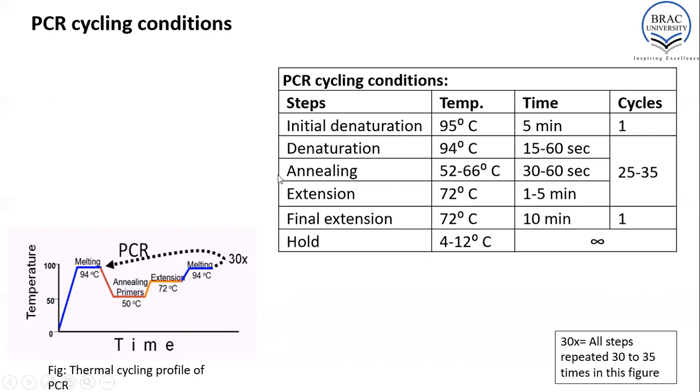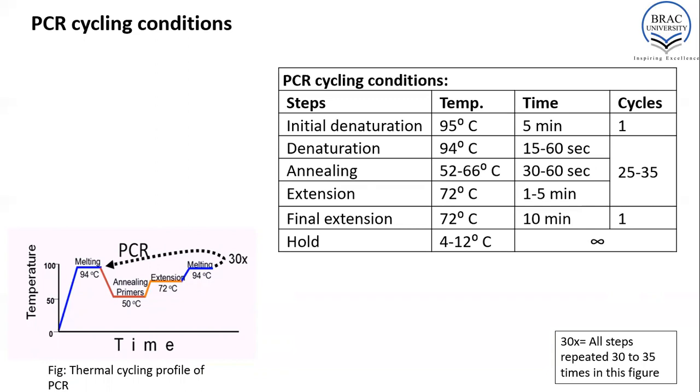The annealing is dependent on the primer, because the primer binds to the single-stranded DNA. So the annealing also depends on the melting temperature of a primer, which we will come to in later slides. The annealing is normally done at around 50 to 65 or 66 degrees centigrade, depending on the melting temperature of the primer, and it can be done in 30 to 60 seconds.